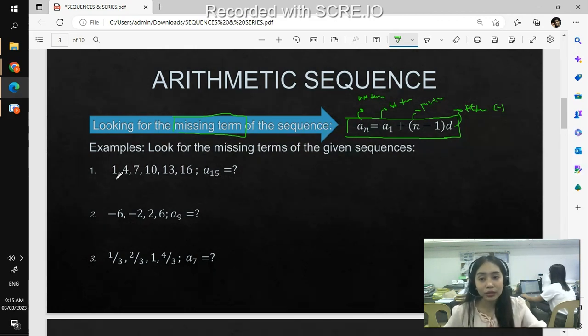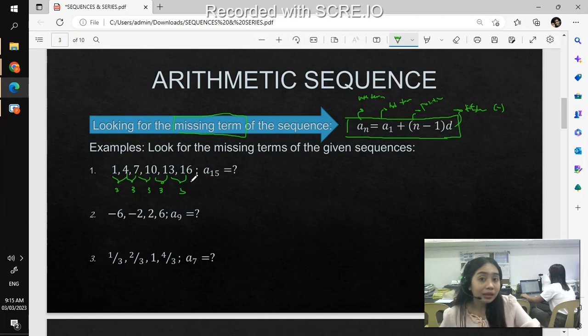Now we get the difference. 4 minus 1, that gives us 3. 7 minus 4, that gives us 3. 10 minus 7, that gives us 3. 13 minus 10, that gives us 3. The same goes with 16 minus 13. So again, each term will be subtracted by its preceding term, the term that comes before it. Okay? Now, since every two terms have the same difference, which is 3, this is an arithmetic sequence.